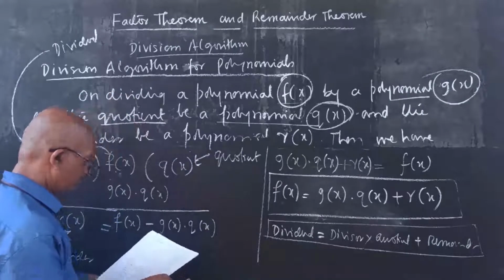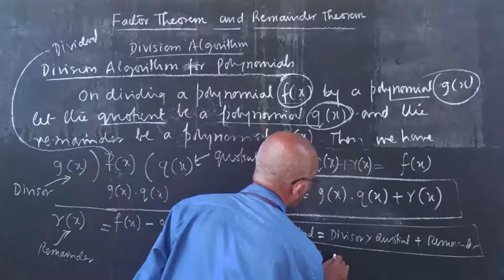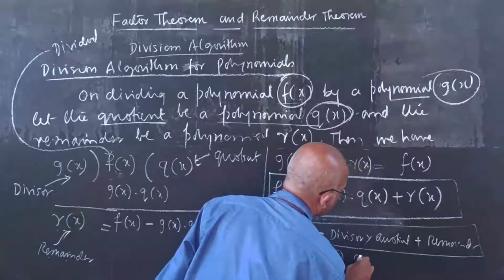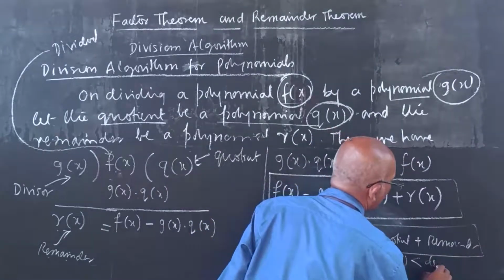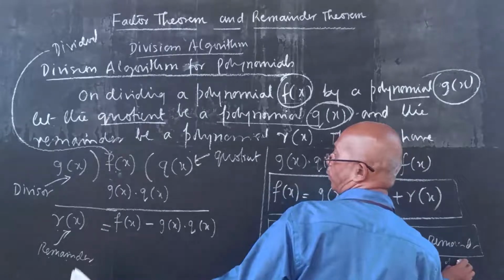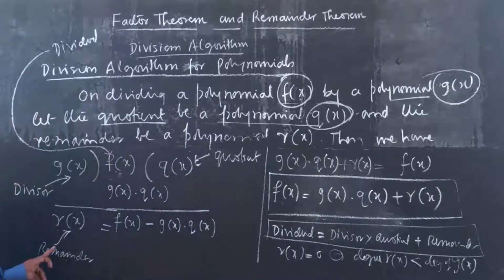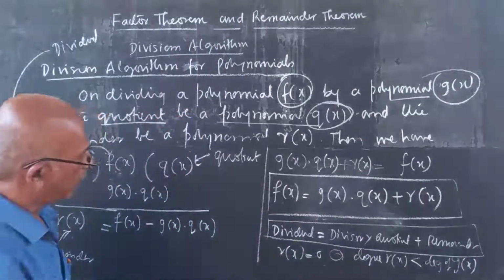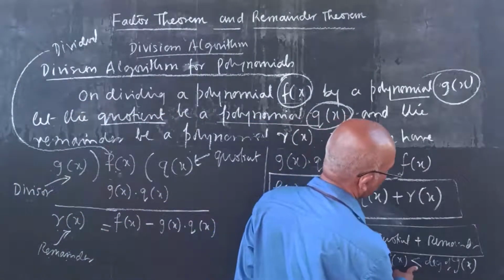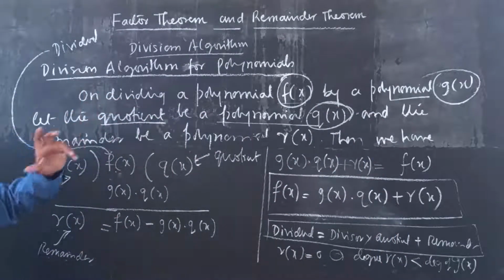So here the degree of r(x) must be 0, or the degree of r(x) should be less than the degree of g(x), meaning the divisor. So the degree of the remainder should be less than the degree of the divisor, or it should be 0. This is very, very important. The degree of the remainder is less than the degree of the divisor for a division algorithm. So now I am going to summarize.